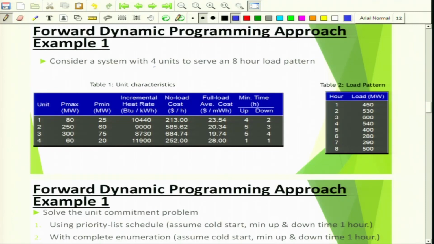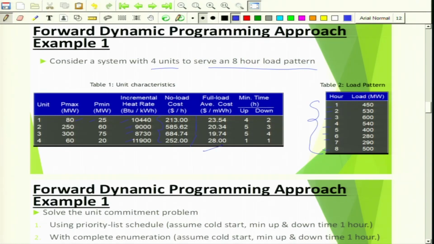Now consider a system with 4 units to serve an 8-hour load pattern. So the load pattern goes like this, that means at every hour there is a change in load demand, and you have 4 units to meet out this load pattern, and each unit has its own maximum and minimum value, and there is an incremental heat rate which is different from each other, right, and there is a no load cost also. If there is no load, I mean it is not catering any load, but still there is some cost incurred, and there is a full load average cost.